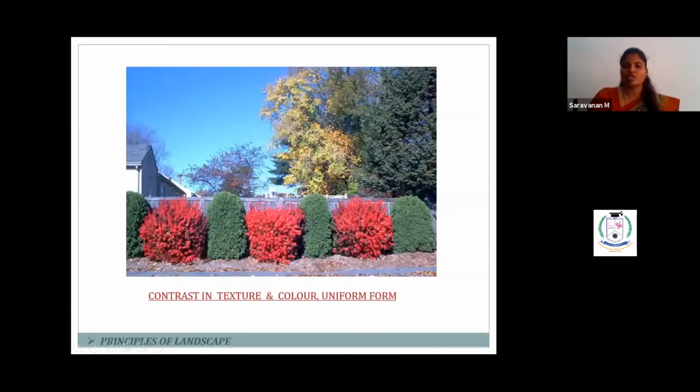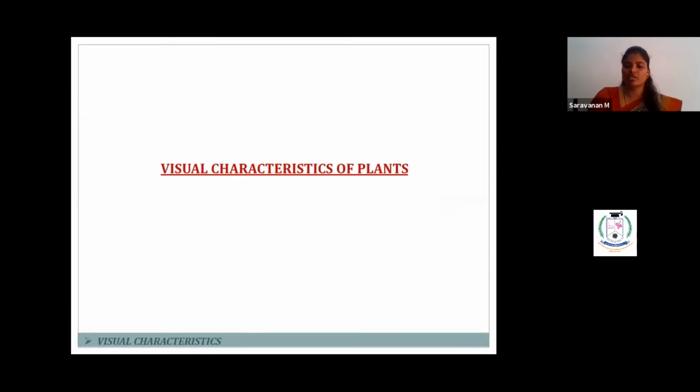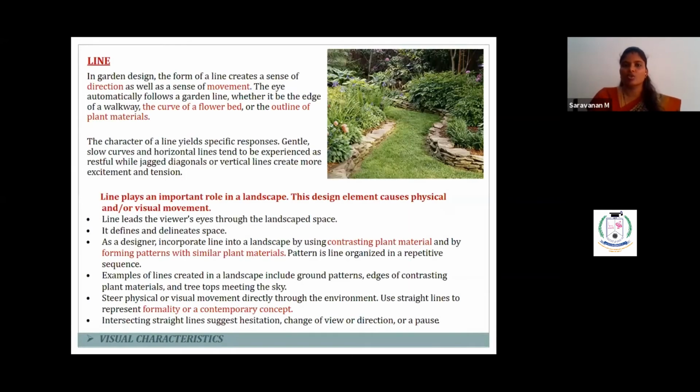And your next topic is the visual characteristics of plants. What do you see and what are the different characteristics? So the first one is your line. So what do you mean by line? Line plays an important role in landscape, the design element which causes physical or visual movement. This is called a line. When you have a kind of a boundary or something, that is called a line.